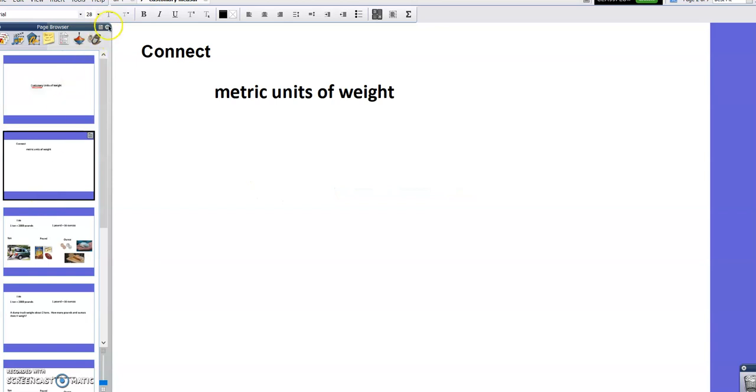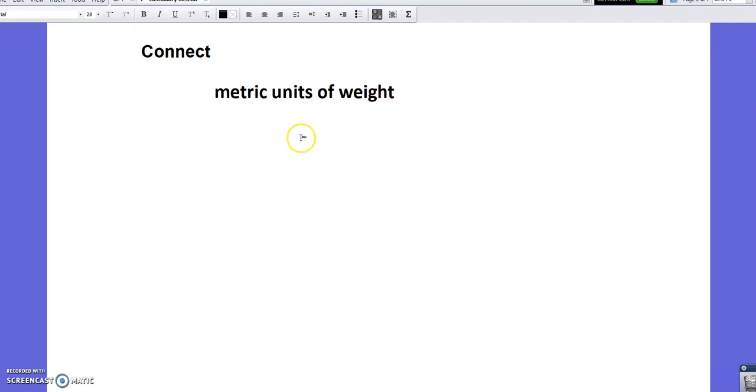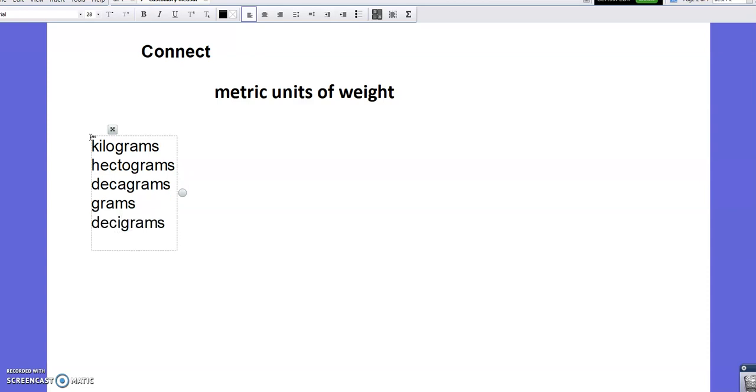Alright, so we've already talked about metric units of weight. We started talking about the customary system yesterday. So metric units of weight, remember the gram was the base unit. So we had kilograms, King Henry, hectograms, which nobody uses, decagrams, which nobody uses, grams, which are very common, decigrams, which nobody uses, centigrams, which are rarely used but occasionally, and then milligrams, which are frequently used.